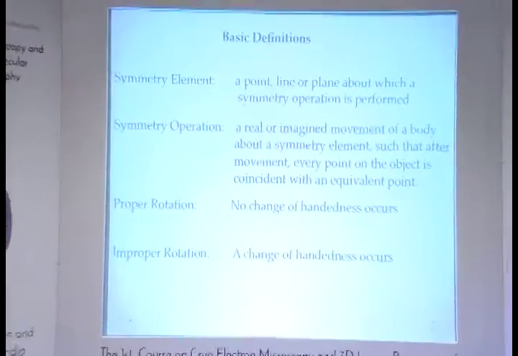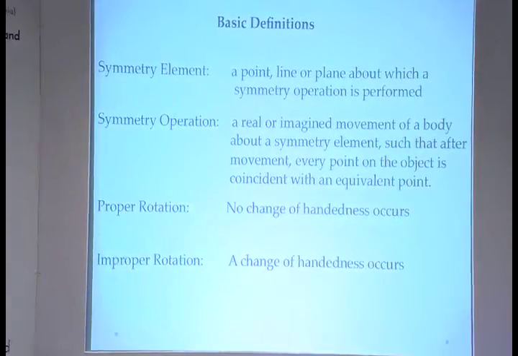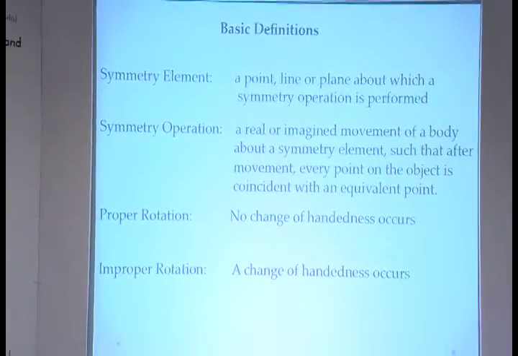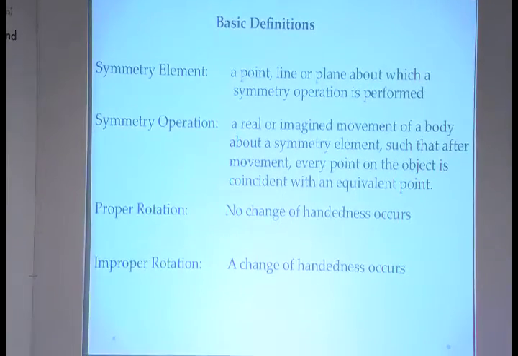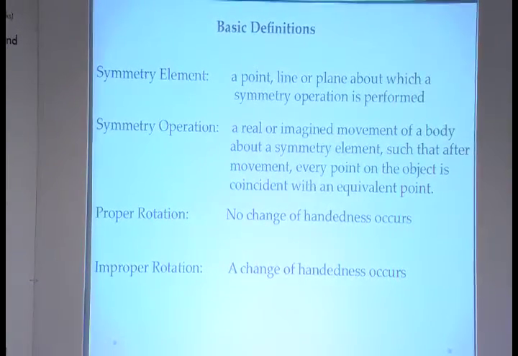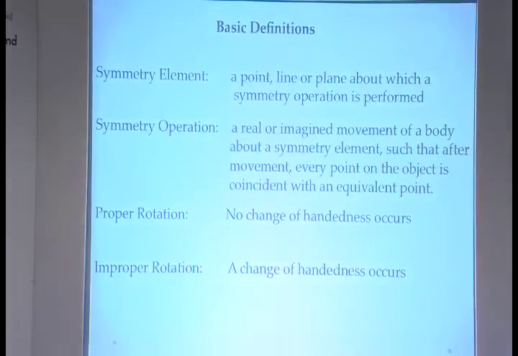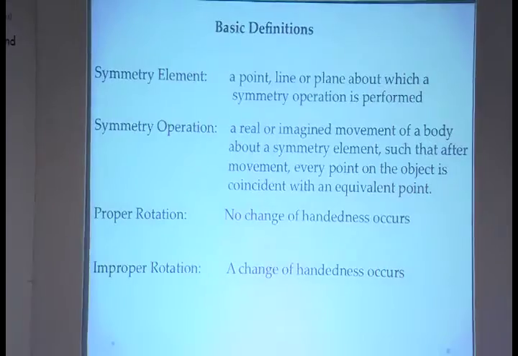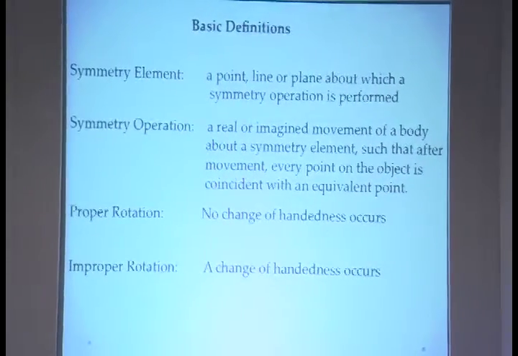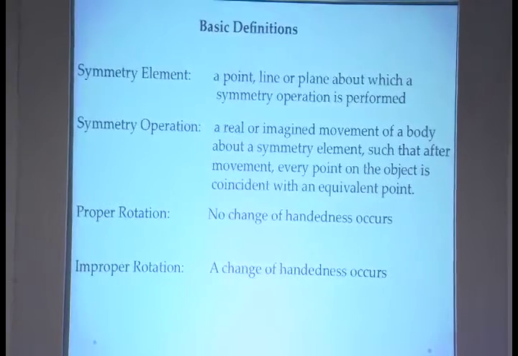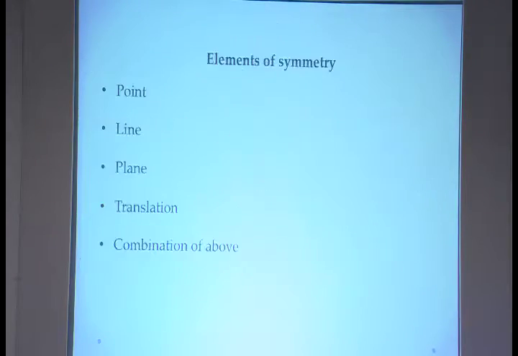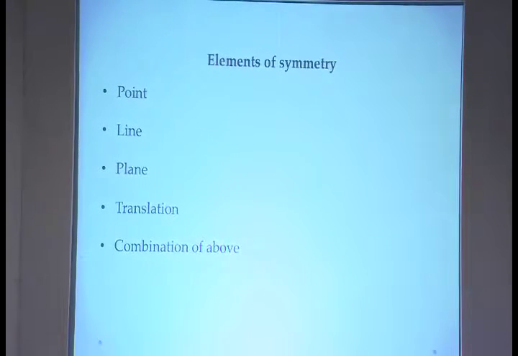So some basic definitions. A symmetry element is a point, a line, or a plane about which a symmetry operation is performed. A symmetry operation is a real or imagined movement of a body about one of these elements, so that after movement, every point on the object is regenerated at an equivalent distance. Proper rotation is where no change of handedness occurs. Improper rotation is where there is a change of handedness. These definitions may be completely familiar to most of you. The elements of symmetry are a point, line, plane, translation, or, for complex symmetry operations, a combination of the above.